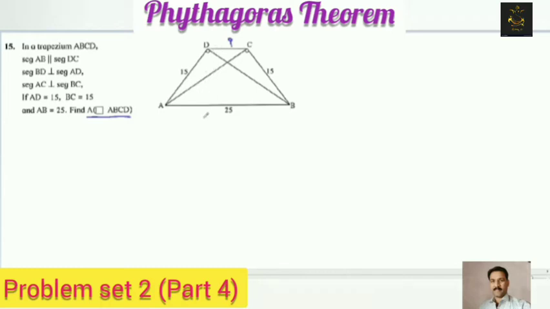That means we know the area of a trapezium is equal to half into the sum of parallel sides into height. One of the parallel sides we know here, and we have to find one more parallel side. After that, height also we need here. To find both of these, we have to use the area of a triangle.